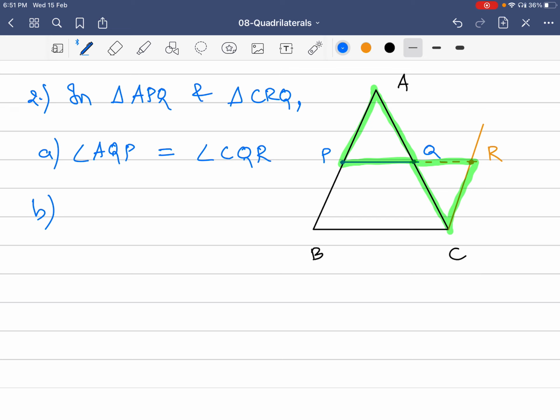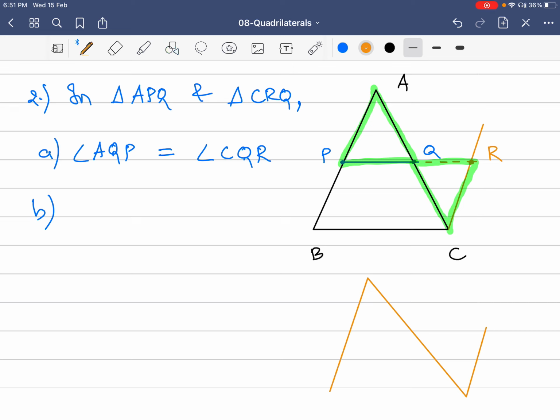I'm going to draw a separate diagram. So this is our line AB. Let me use the straight lines tool. Okay, so this is a line AB, and this is CR which is parallel to AB, and AC is the transversal between these two parallel lines.